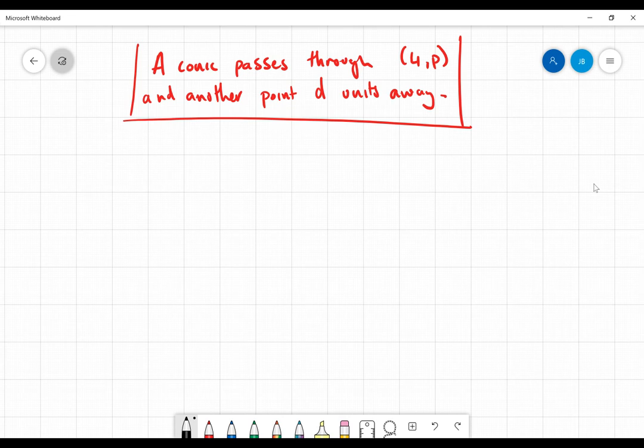All right, in this video, I'm going to look at a merit problem where we don't actually know what P or D are in this case. So I've got a point that the conic passes through, which is 4P, and another point, say D units away. It's important to remember that we don't know what P or D are in this problem. They don't substitute in for a particular value, they're just like a general value, and they could represent any number.